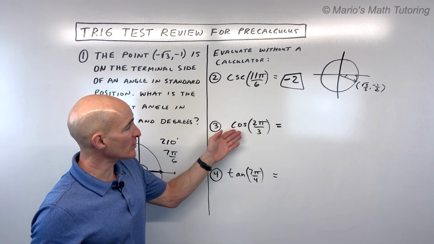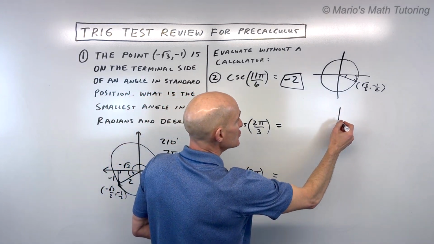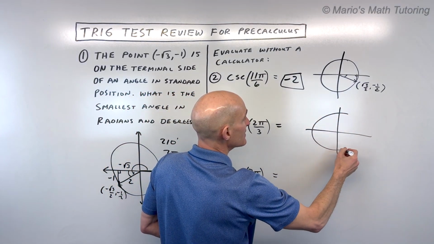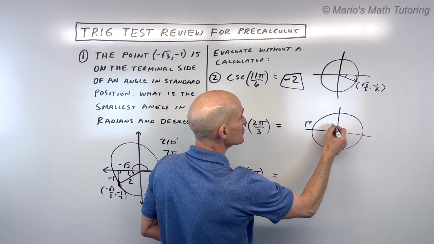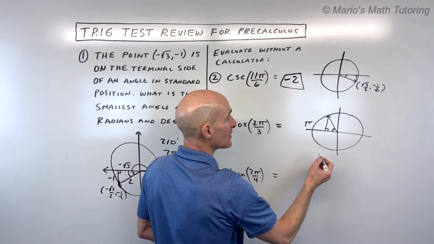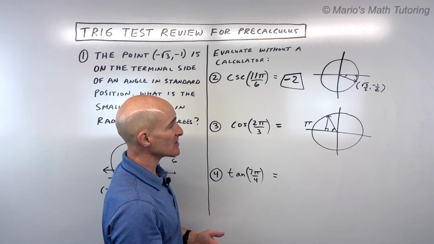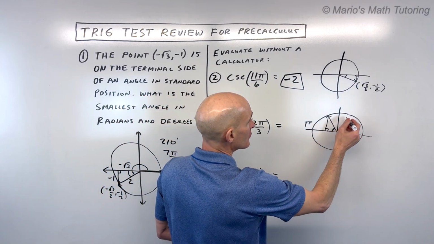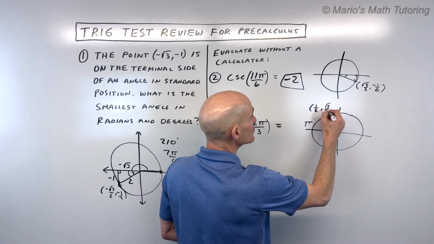Okay, for number 3 now, what's the cosine of 2 pi over 3? Well, if I was going to do this problem, 2 pi over 3 is like 2/3 of pi. So we're going about 2/3 of pi, which is right here. We drop a perpendicular, that reference angle is going to be 1/3 of pi, or pi over 3, or 60 degrees. And we know from the first quadrant that the coordinates for a 60-degree angle are going to be 1/2, square root 3 over 2.